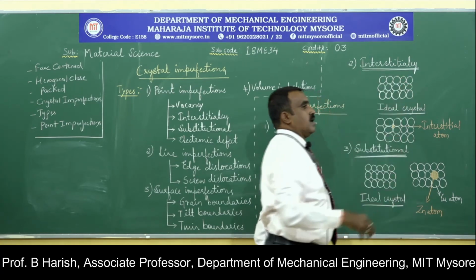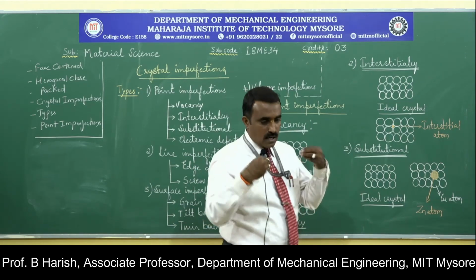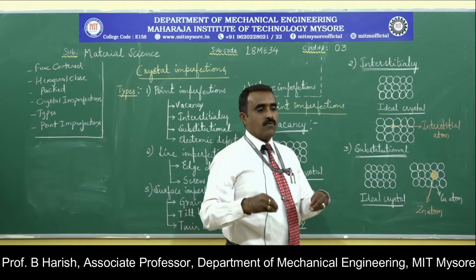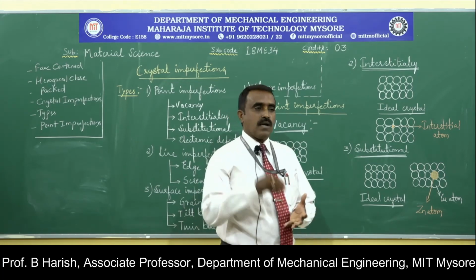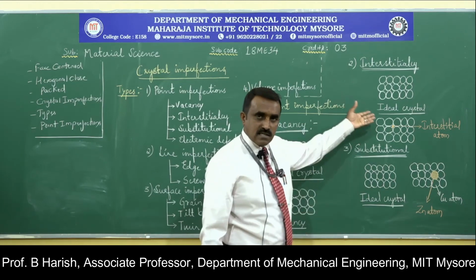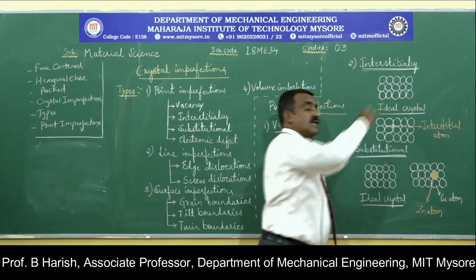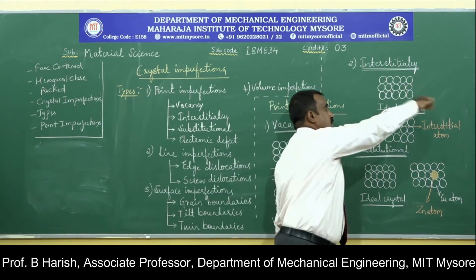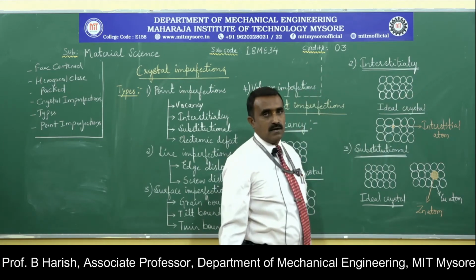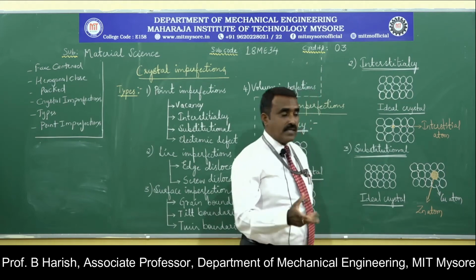Once again, when there is doping, suppose you take iron, carbon will be induced into iron. The carbon atom has to occupy the crystal structure of iron. When that is the case, this interstitialcy defect can be seen. This is the ideal crystal, where atoms are arranged completely in a systematic geometric form. This is called the interstitial space between the atoms.